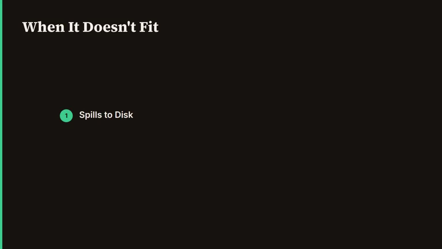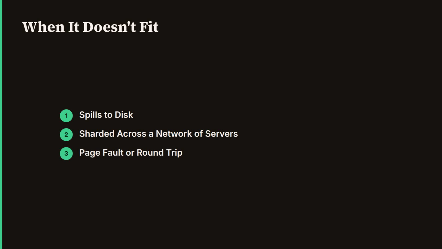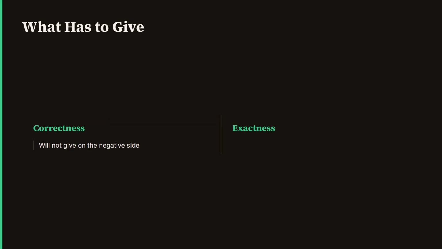It spills to disk, or it gets sharded across a network of servers, and every lookup risks a page fault or a round trip. If checking the checker costs as much as the thing it protects, the entire premise collapses. You are back to paying full price, just one layer removed. Something has to give, and it will not be correctness on the negative side. It has to be exactness itself.